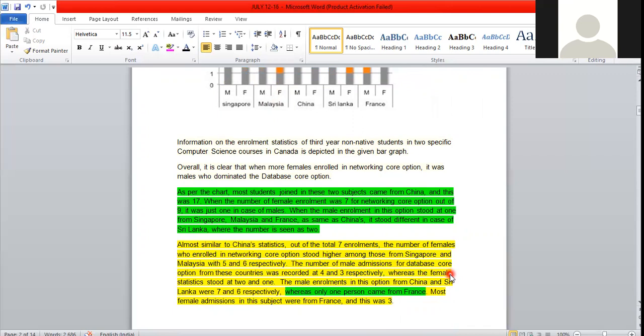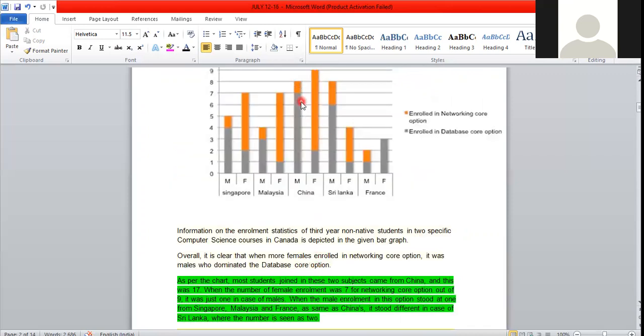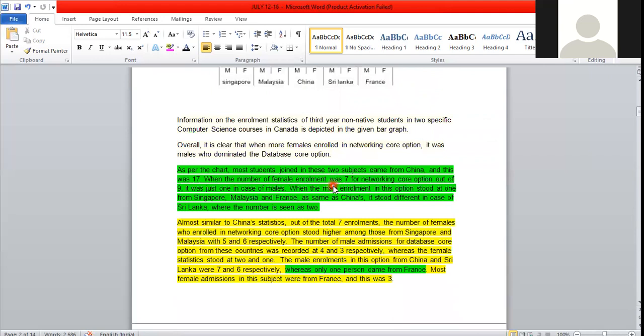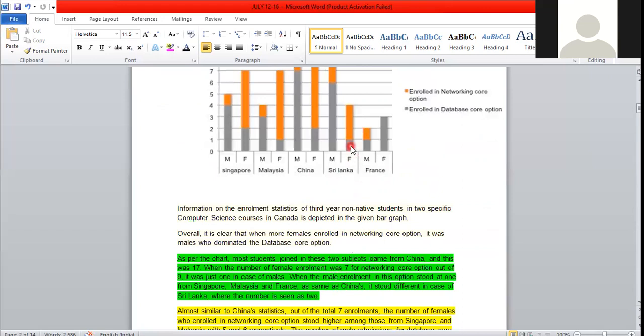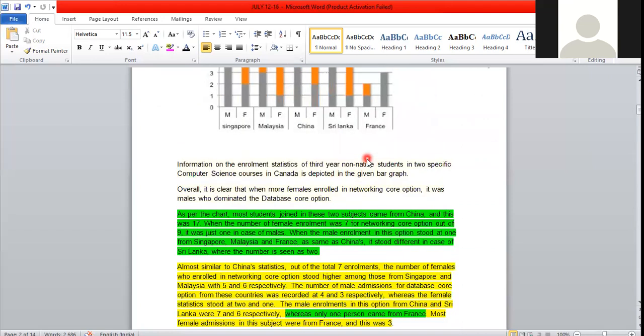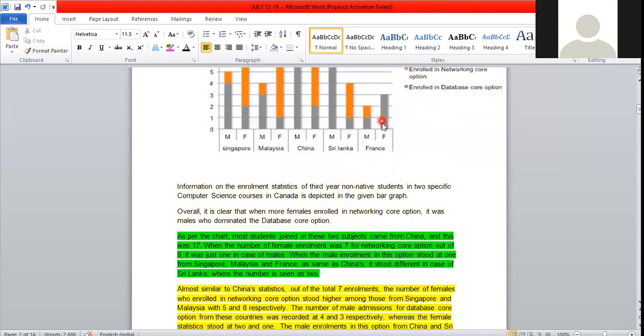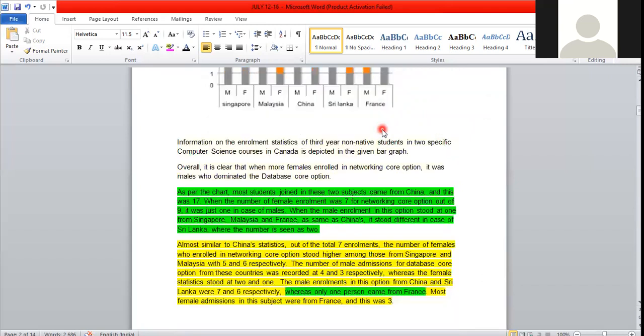Male enrollments in this option from China and Sri Lanka: 1, 2, 3, 4, 5, 6, 7 and 6 respectively. Whereas only 1 person came from France. Most female admissions in these subjects were from France, and this was 3. So it was 3 here, and it was 3. This is what we can say.